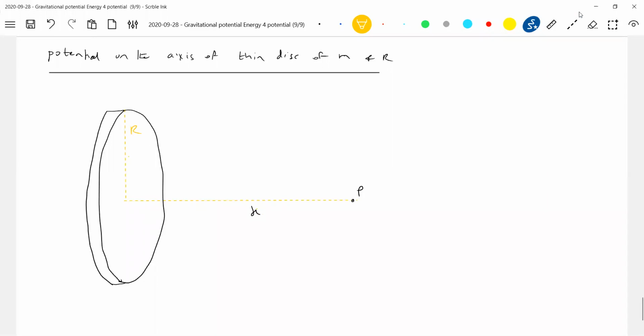So what will be the sigma? No, it will be m by pi r square. Area density is what we define. Get into the mathematics.